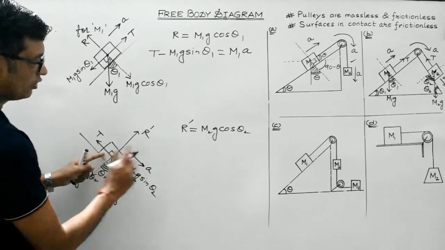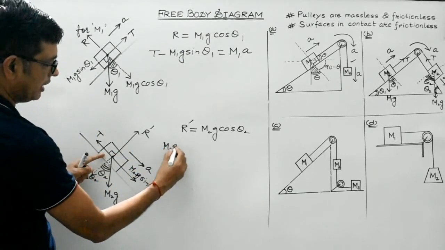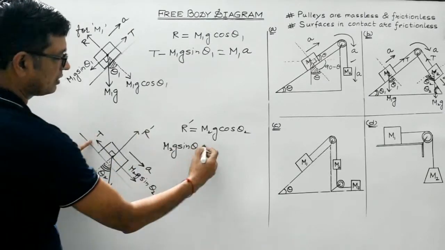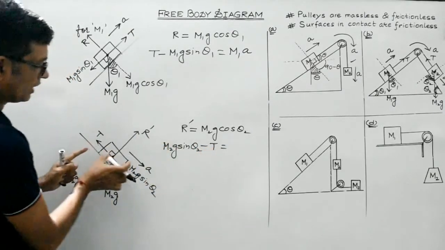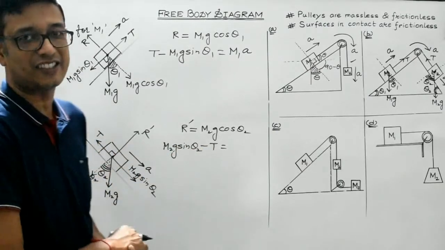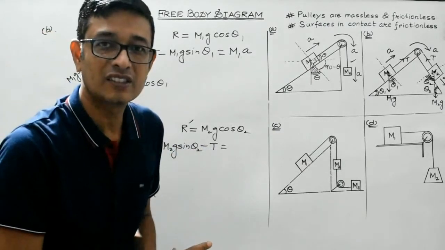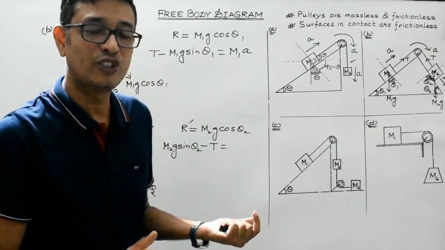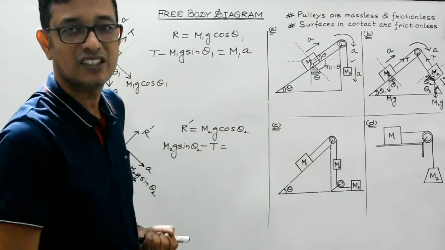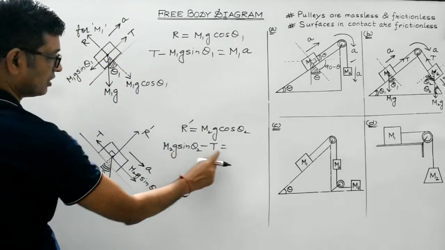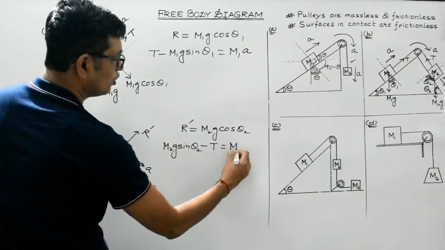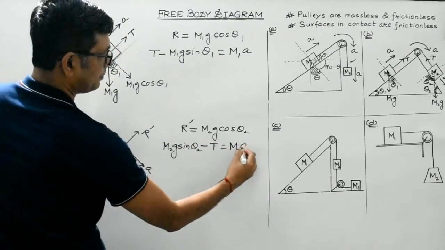So net force acting on this body would be M2G sin theta 2 minus T. This is the net force acting on this body. Why minus sign? Because both these forces are oppositely directed. Whenever two forces are oppositely directed, the magnitude of the result is given by the difference in the magnitude of the two vectors under consideration. So this is the net force. It should be equal to mass into acceleration. Mass of this body is m2, acceleration is a.